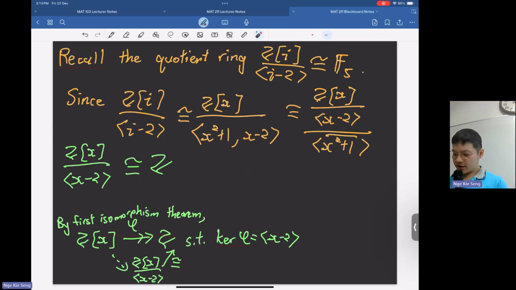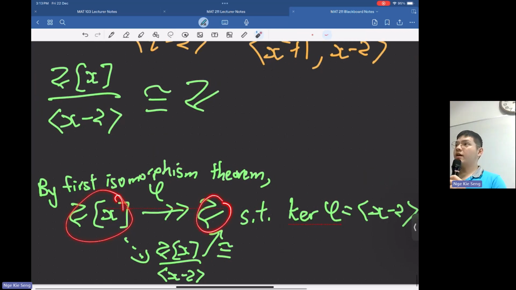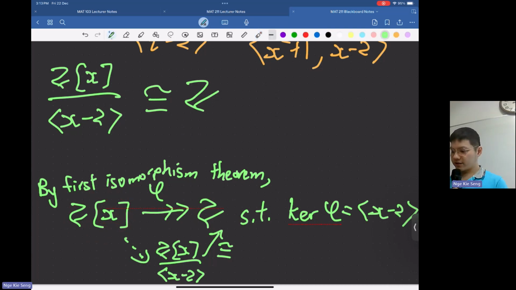So to create a map between rings, right? You need to tell me where the polynomial should go. But to tell me where the polynomial should go, you just need to tell me where the variable goes. And then the others will be extended by the homomorphism property. So where should this X go? Sorry, 0. X should go to 0.